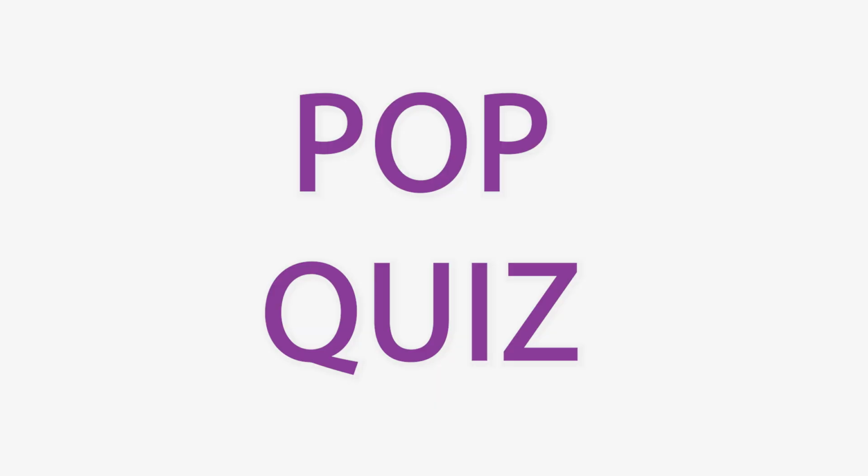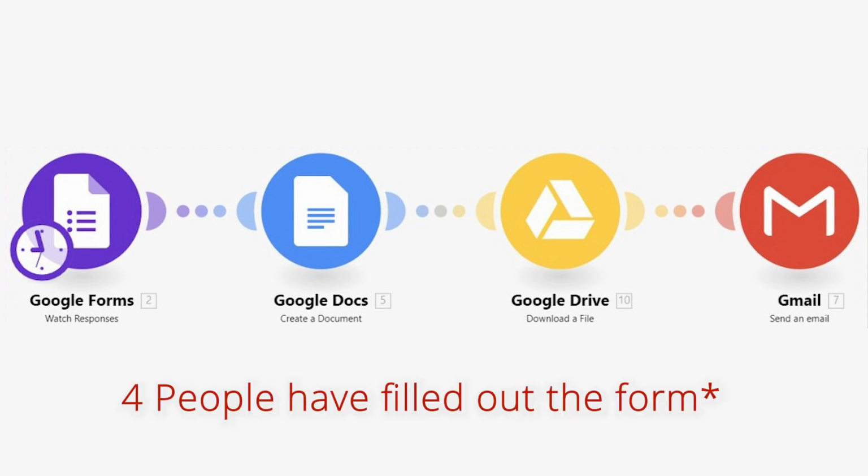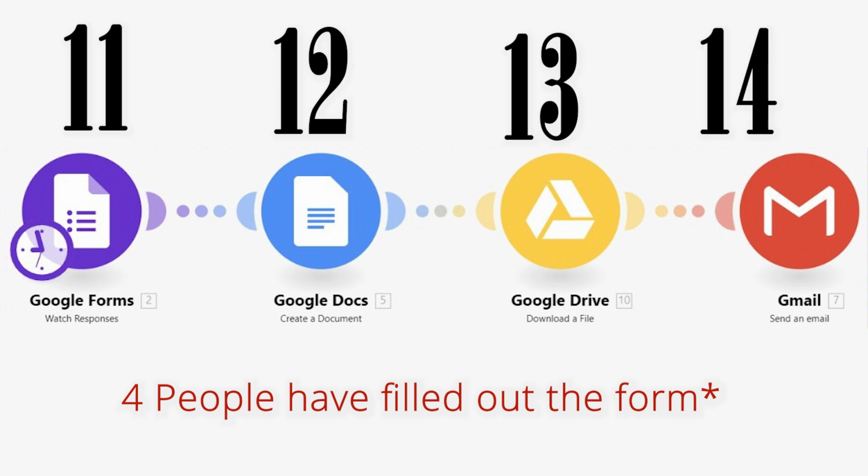Before we move to the next example, let's test your understanding with a quick question. Imagine a scenario where the first module watches responses on a form, creates a document for each response, downloads the document, and then emails it to the user who filled out the form. If 4 people have submitted their response, how many operations will this scenario consume in total? Is it 11, 12, 13, or 14? Let's pause for a few seconds, think about the answer, and once you're ready, hit play for the answer. Take a moment to think about it.